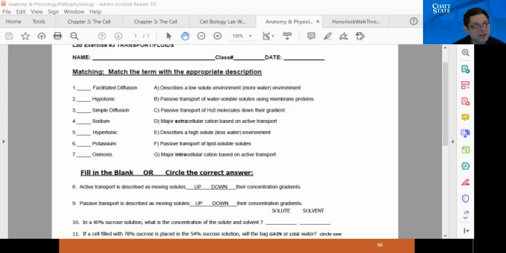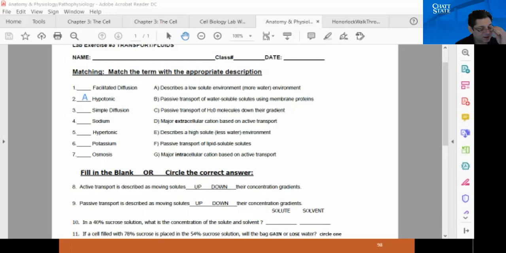Describes a low solute environment, more water. It's hypotonic. There you go. Perfect. So with that description, it kind of tells you the answer, doesn't it? Low solute. Hypo means low, tonic means solute. There's your translation of what that means.